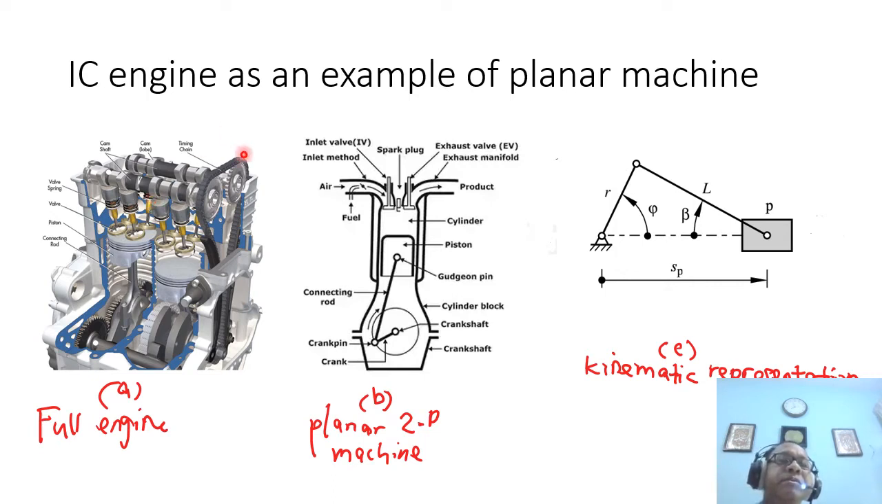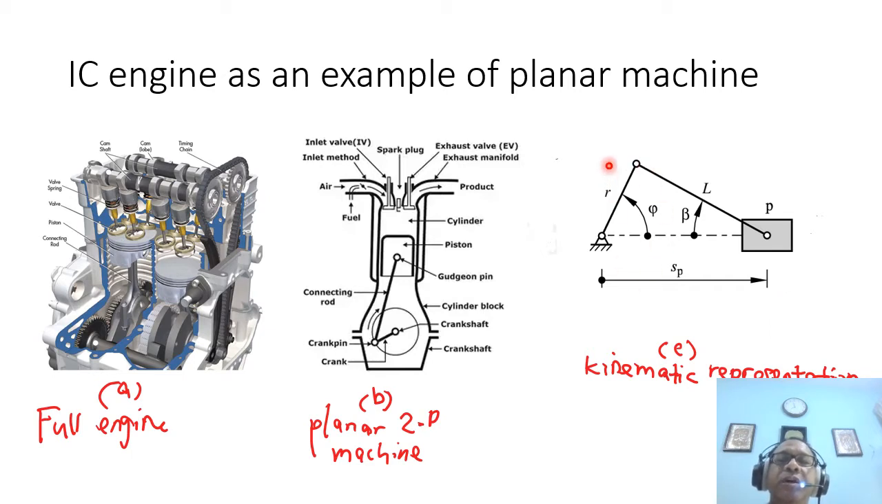And these are driven by some timing belt, which gives us the relationship between the speed of the crankshaft and the camshaft. This is a full engine, relatively complicated, but when you look at the side view or the planar view of the engine, you can see that this can be represented as a planar 2D machine with this crankshaft, the connecting rod, and the pin. The others are just structures that are used to support and control the inlet of the fuel and also the outlet of the exhaust.